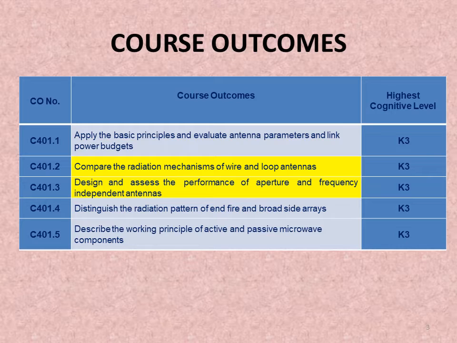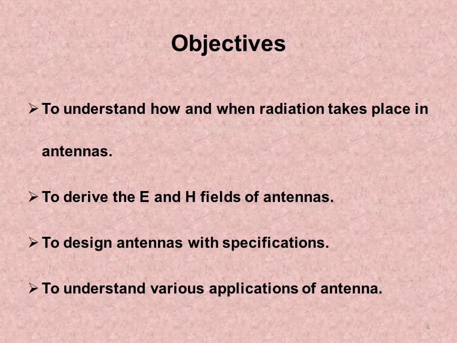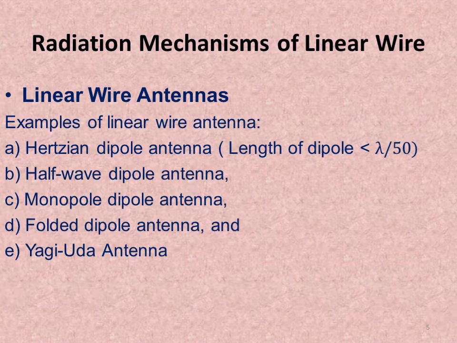So these are another set of antennas we have, aperture and frequency independent antennas. So we are going to design the antennas, and we are going to observe the performance of these antennas, and even this we are going to take to the K3 highest cognitive level. Okay, now coming to the objectives, so how and when the radiation takes place in antennas.